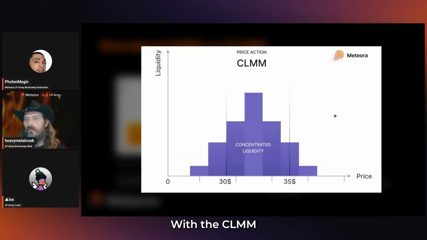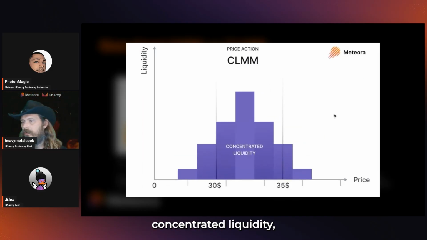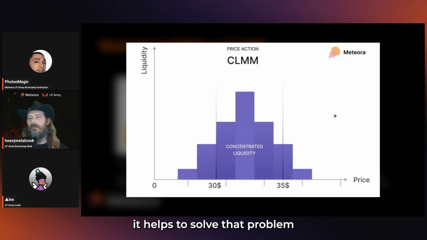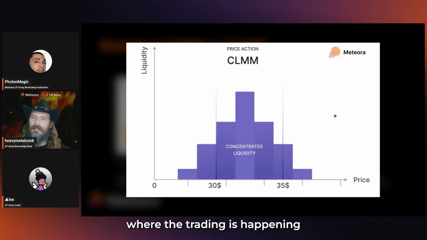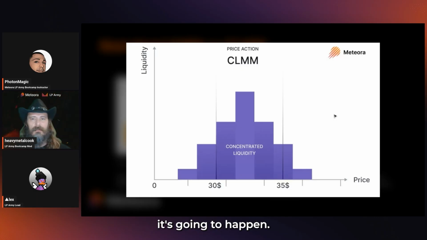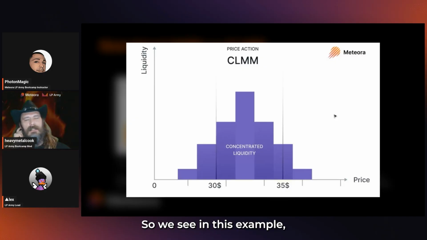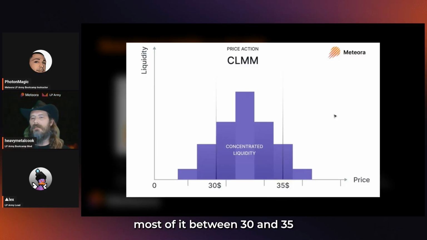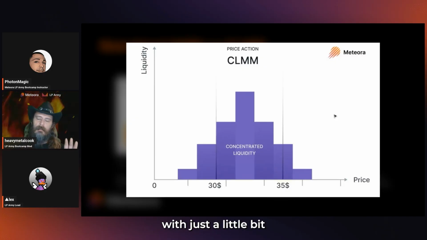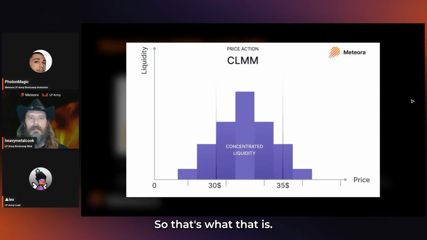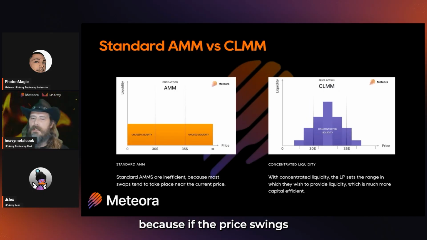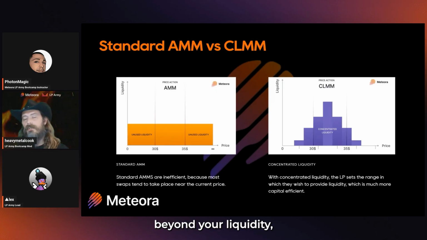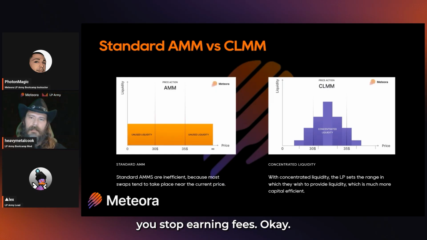With the CLMM, concentrated liquidity, it helps to solve that problem of capital inefficiency by allowing you to focus your liquidity where the trading is happening or you think it's going to happen. So we see in this example, we focused most of it between 30 and 35, but just a little bit on the outsides in case the price swings. So that's what that is. There is a risk with that, of course, because if the price swings beyond your liquidity, you stop earning fees.